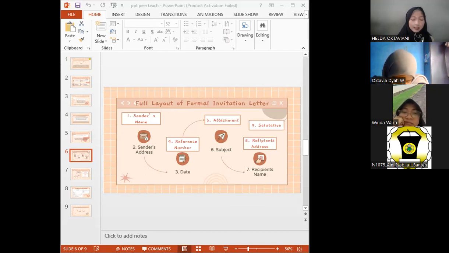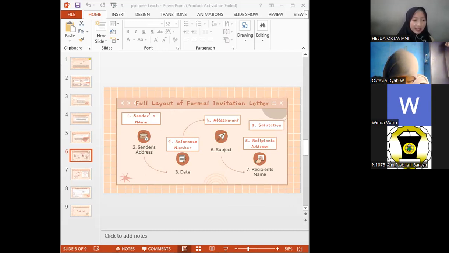Next is attachment. An attachment is a certain document, or it can be photos or any other documents that are sent together with the letter. If there is an attachment, you have to mention the number, like one document or one page of document.